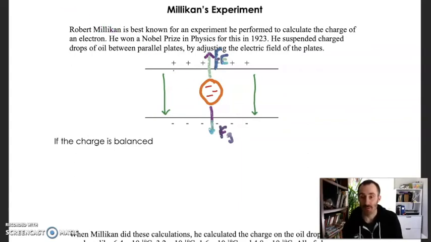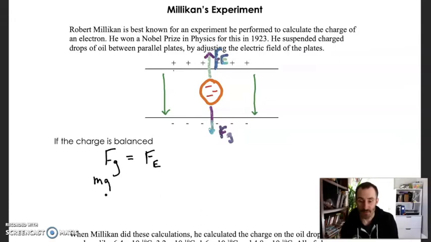Okay, and that's really what they were going for, because they could figure out the force of gravity on this thing. So when the charge is balanced, they could figure out the force of gravity, and that would mean that the force of gravity was equal to the electric force. And the force of gravity is mass times 9.8. The electric force is charge, Q, times the field strength.